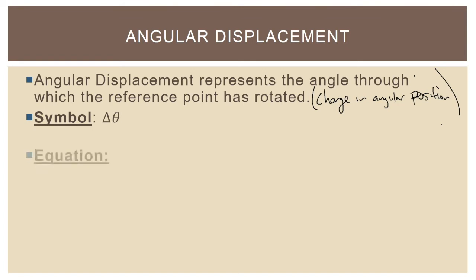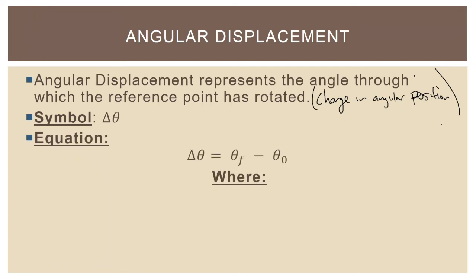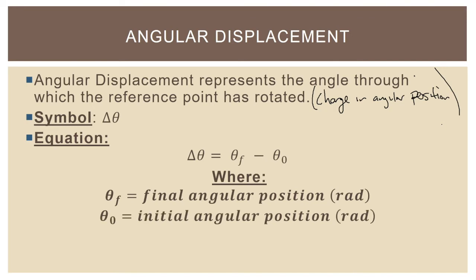The equation, in a rather unsurprising turn of events, is going to be delta theta equals theta final minus theta initial, where theta final, or theta with the subscript f, equals the final angular position measured in radians. Theta naught is the initial angular position measured in radians. And delta theta is the angular displacement, also measured in radians. Take a second to pause this video here and write that down. And when you hit play, we'll move on.